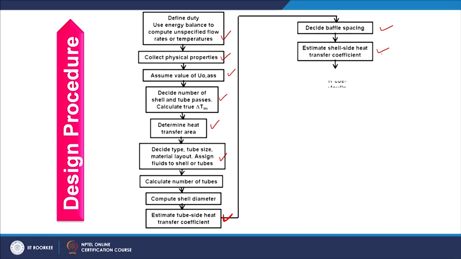And once I have this, we can calculate the overall heat transfer coefficient depending upon the shell side and tube side coefficients, the dirt factor and the thermal conductivity of the material. We also discussed this expression in the double pipe heat exchanger design, so the same expression we will use over here.